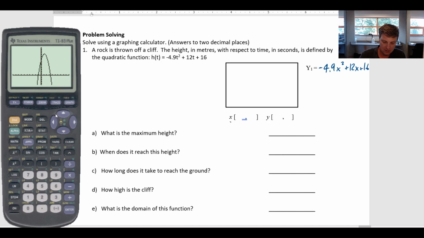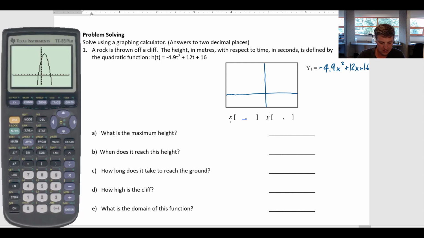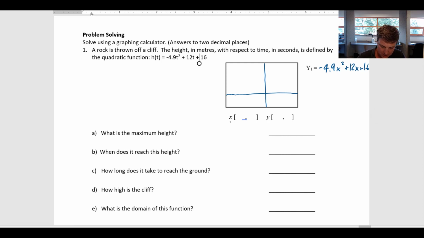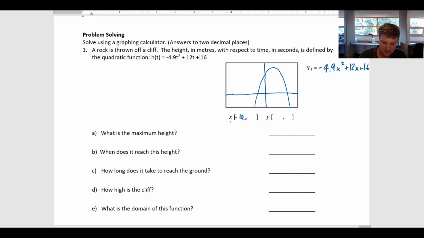So I'm going to sketch this out really quickly here. And so I did shift this down. I didn't do anything in the x direction, but I shifted it down. And it looks like I've got a y-intercept up here, and then it kind of goes up a bit and then comes back down. So, the X window is going to be from -10 to 10, and the Y window is going to be from -10 to 30.